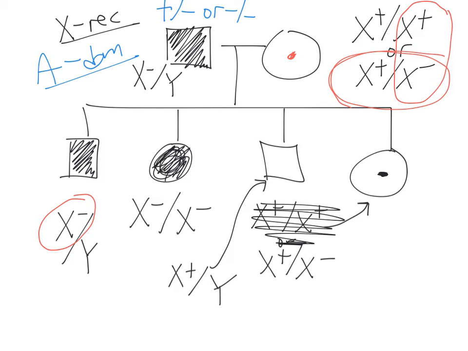What would be true if he was minus over minus? He has to pass that trait to all of his offspring, but that's not the case here. So we know he's not minus over minus. His genotype, if this is autosomal dominant, would have to be plus over minus. What would mom's genotype be then?